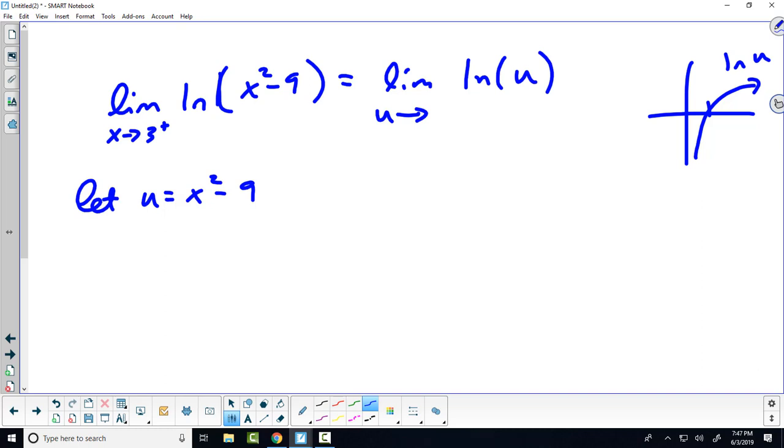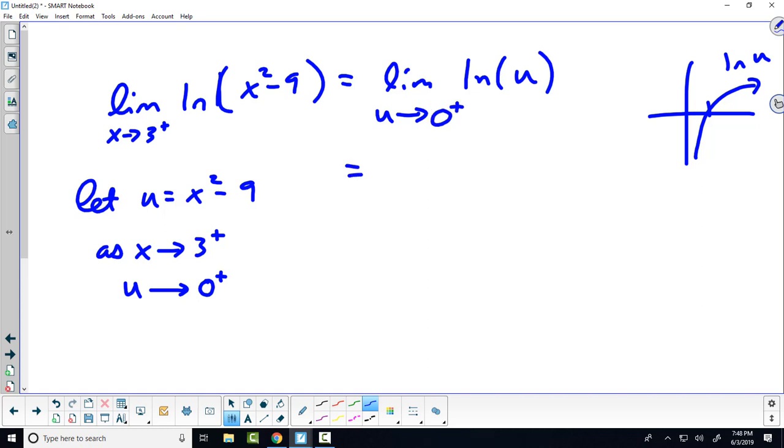What will u approach? Well, let's find out. As x approaches 3 from the right, what is u approaching? 0. So what is u? It's x squared minus 9. So x is getting closer and closer to 3, so u is getting closer and closer to 0 from the right. So this is a way to more formally do what we talked through originally. Okay? So we're approaching 0 from the right.